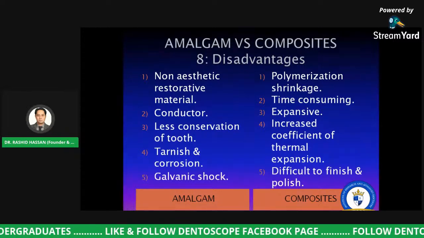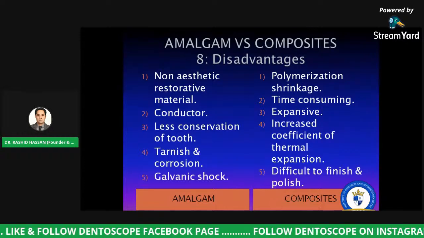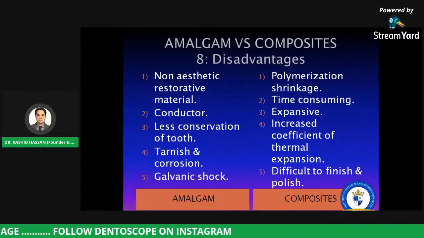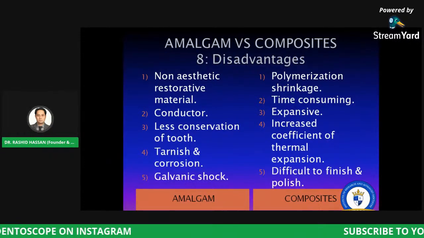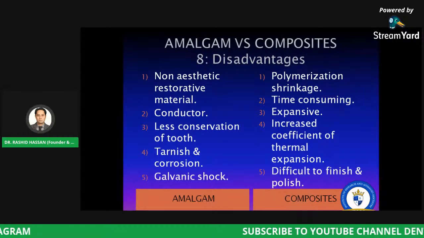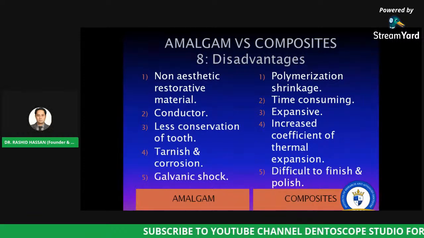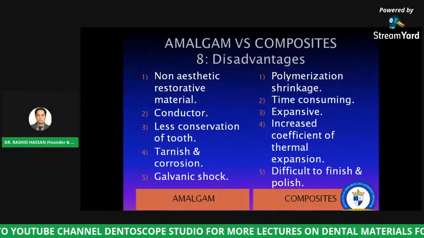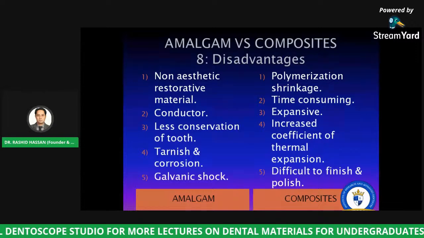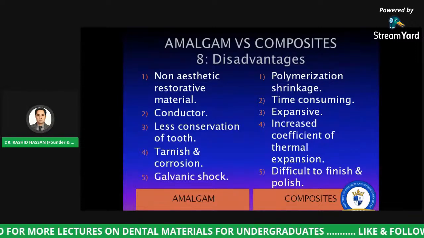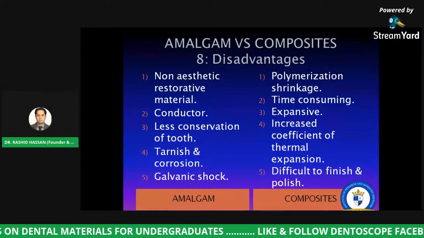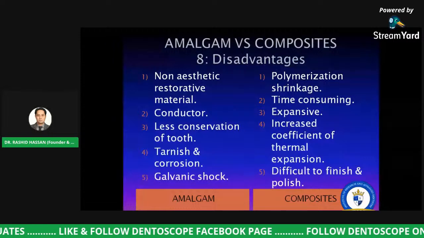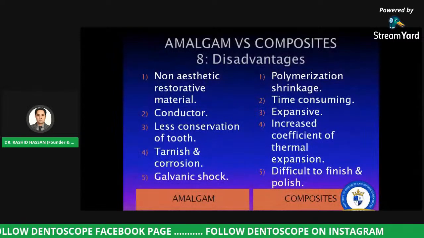And then obviously the galvanic shock. I told you that it is a good conductor. Being a metal, it's a conductor of heat and electricity. So if you remember the galvanic shock, let me explain this. If you have dissimilar metals, let's suppose a patient has an amalgam filling in the mandibular first molar and in the maxillary teeth, he has a crown made up of some other metal. When these two teeth come into contact, there will be circuit completion.